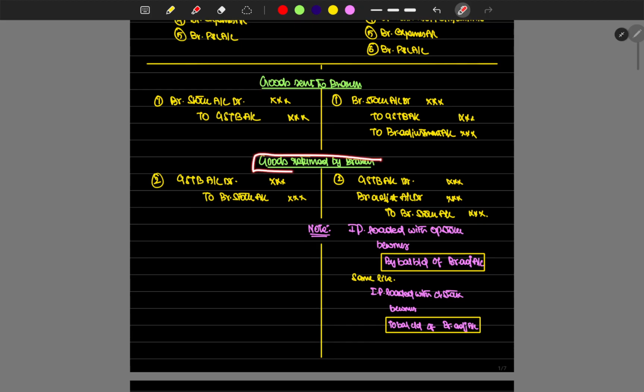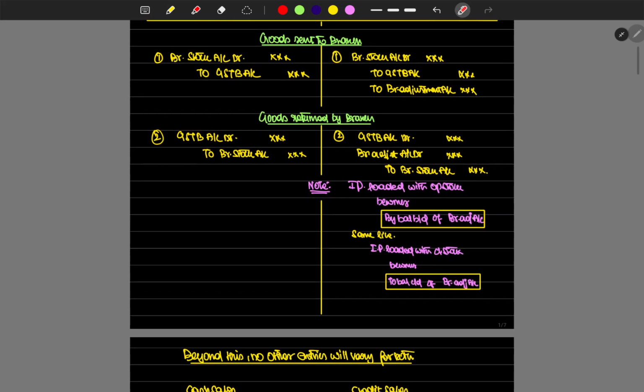And if it is goods returned by branch, we have to reduce the stock level. So goods returned to head office books. In the head office, goods have increased, and at the branch our goods have decreased. If goods are returned by branch at invoice price, then the profit portion has to come here, and the cost should come here.